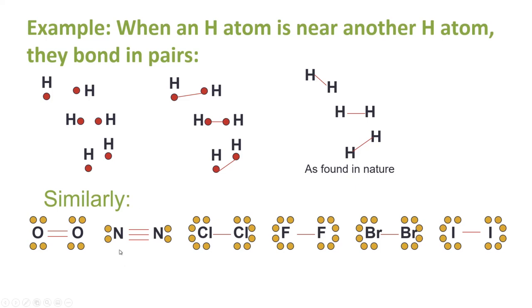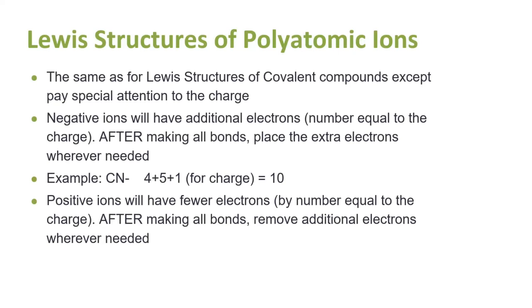So this is the most stable configuration that we're going to find them in. That's why we have our diatomic 7 elements. If I want to make a Lewis structure of a polyatomic ion, I can do the same things we've been doing to make them. I just now need to account for that charge.